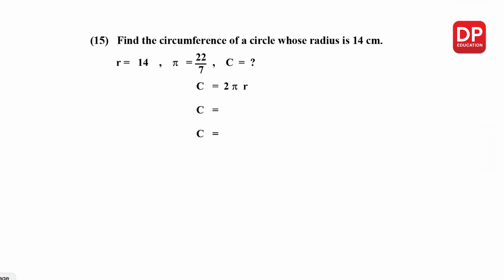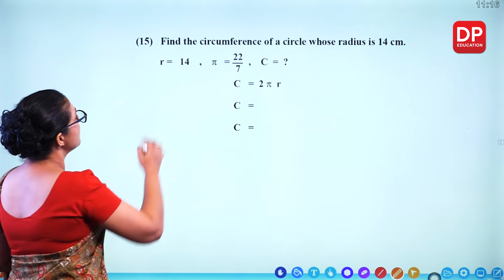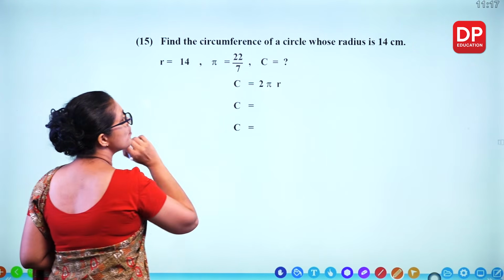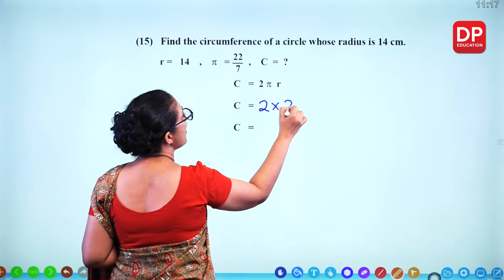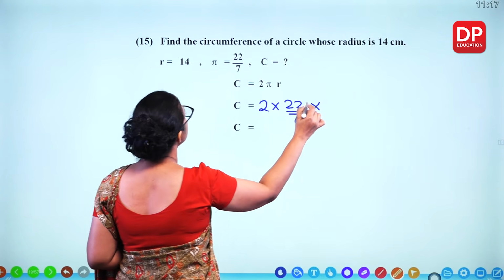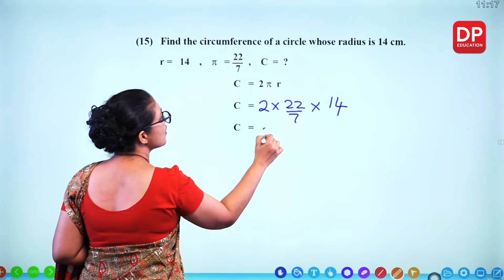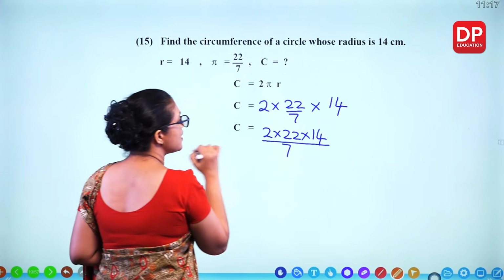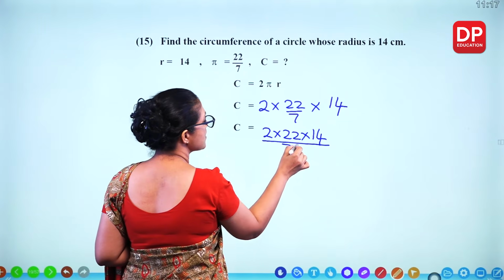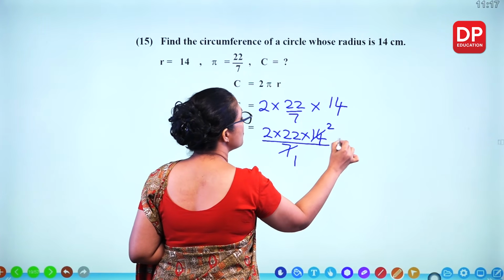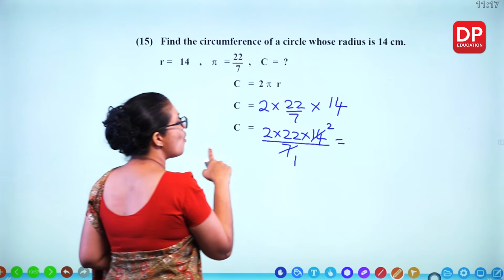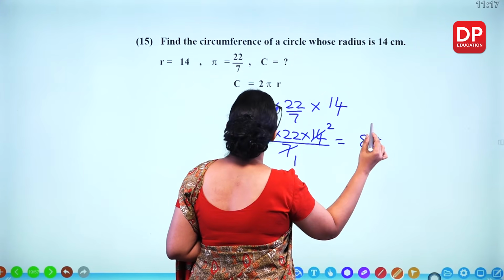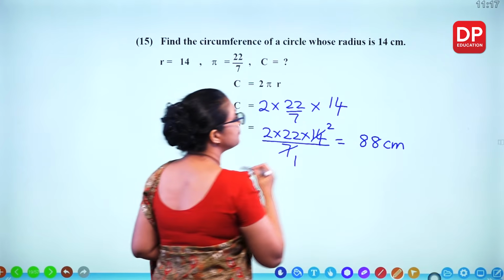Find the circumference of a circle whose radius is 14. Radius is 14, pi is 22/7. So you can use 2 pi r. 2 times pi, 22/7 times 14. So you can multiply the numerator and divide by 7, you get the circumference. 7 times 1 and 2 here. So 2 times 2, 4. 4 times 22, 88 centimeters.